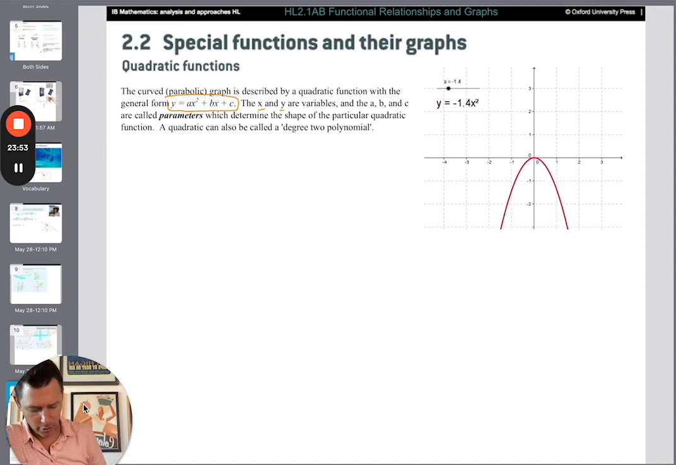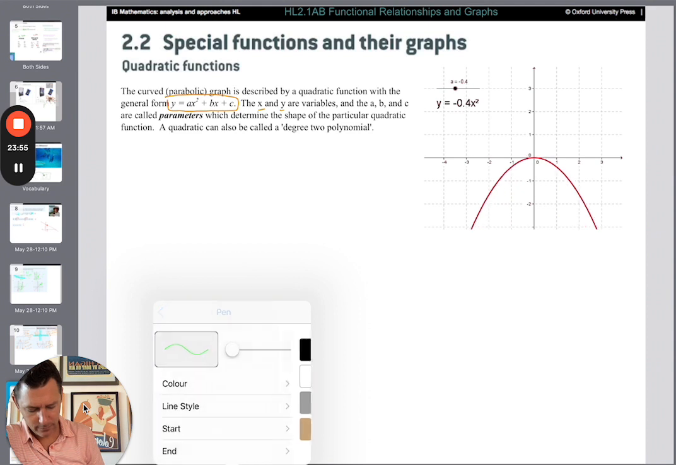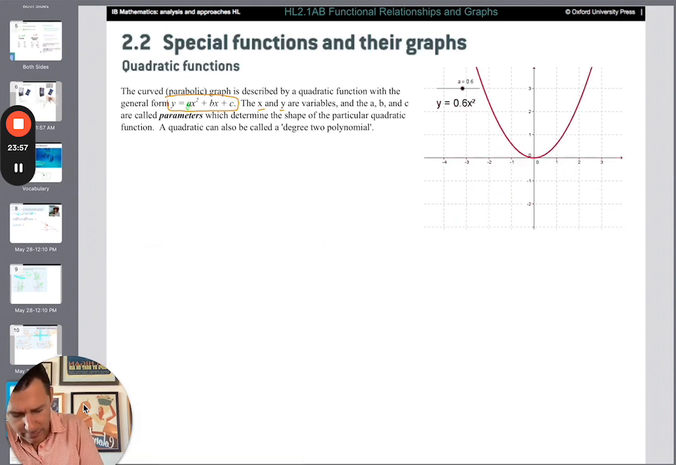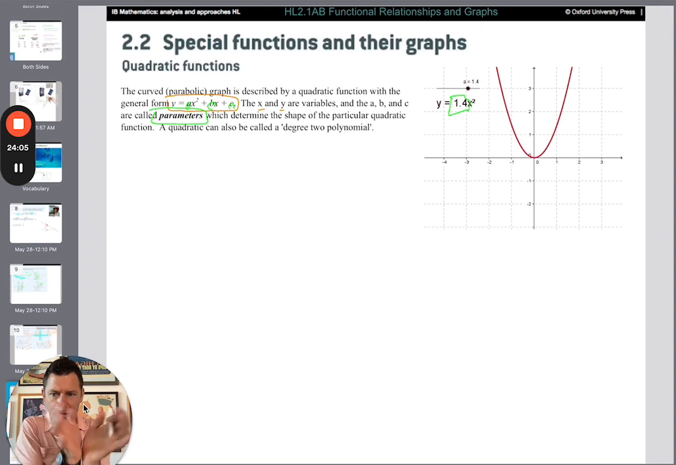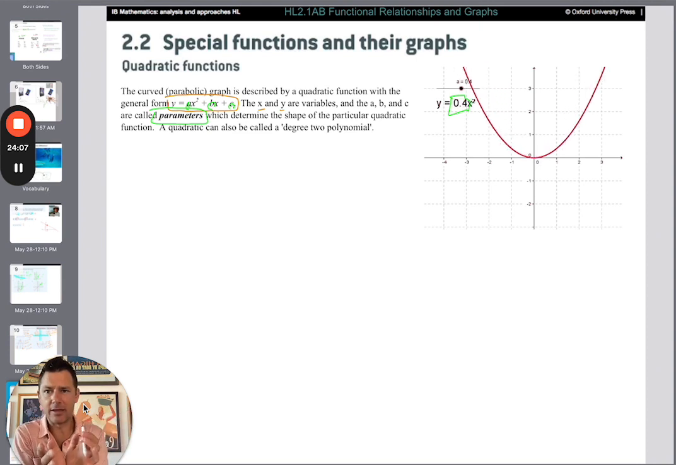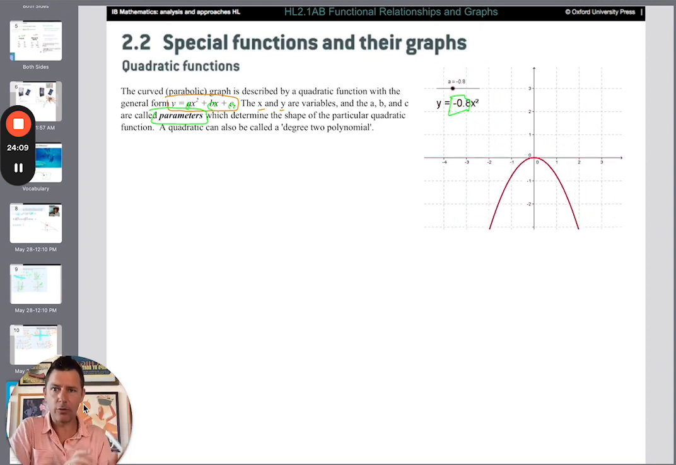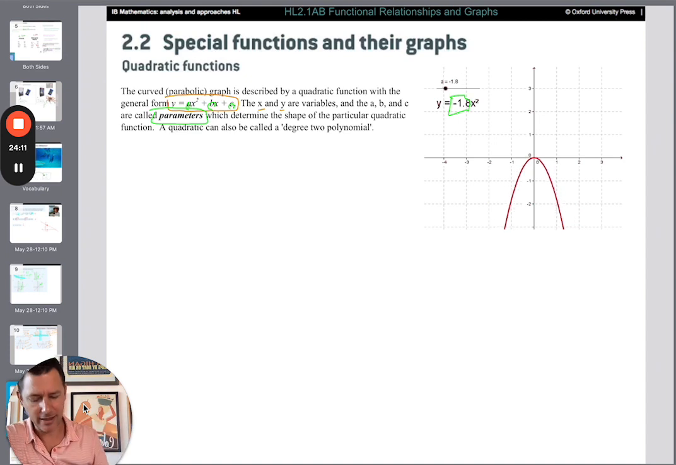And these parameters, the a, the b, and the c are called parameters, and they change the shape of it. You've seen that before. Right? So based on the A term, we get it wider or narrower. Based on the C term, it slides up and down. The B term is some weird hybrid. We'll talk about that later, but I want you to know this word parameters because it comes up.